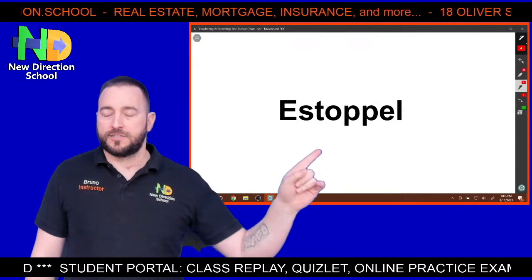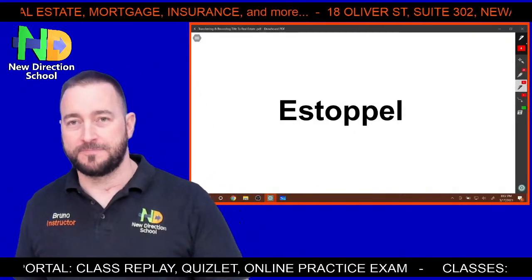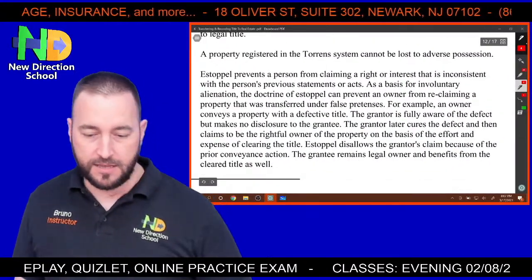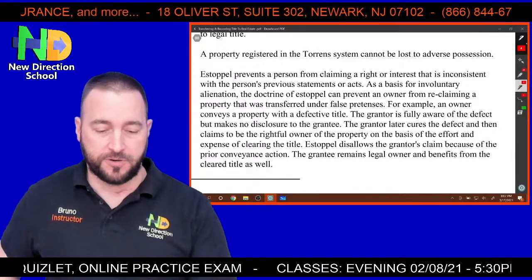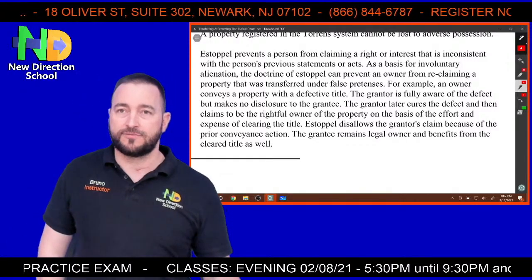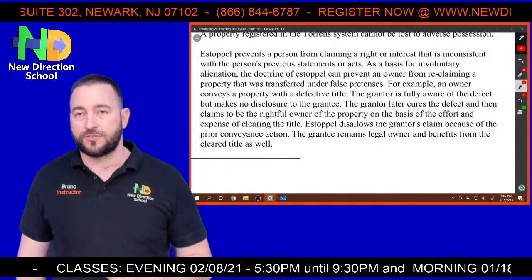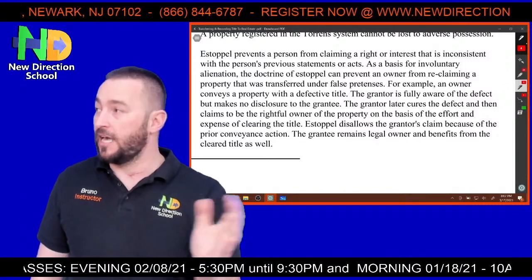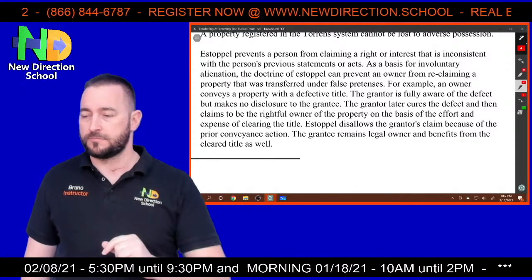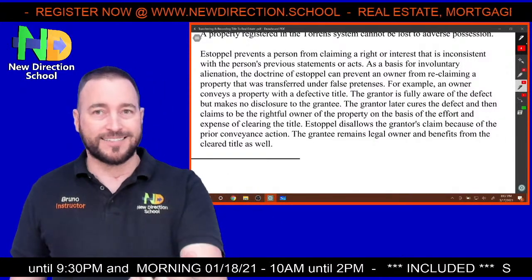What did I tell you to remember regarding estoppel? Stop. Exactly. Okay, hammer time. Now, estoppel. It says right here, estoppel prevents or stops a person from claiming a right or interest that is inconsistent with a person's previous statements or acts. So, as a basis of involuntary alienation, the doctrine of estoppel can prevent an owner from reclaiming a property that was transferred under false pretenses. So I sell to you, and then later on I say, hey, I corrected the issues, give me the property back, that deed was not valid. No. If I sold it to you, it's your property. I'm the one that loses. The issue got corrected, I cannot get the property back.